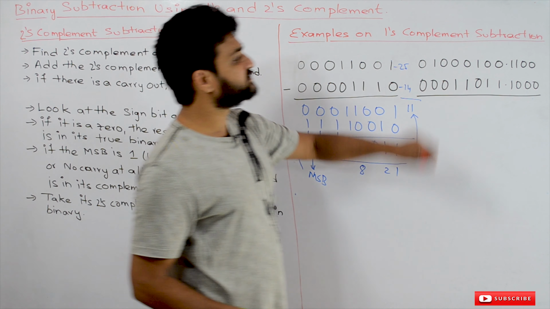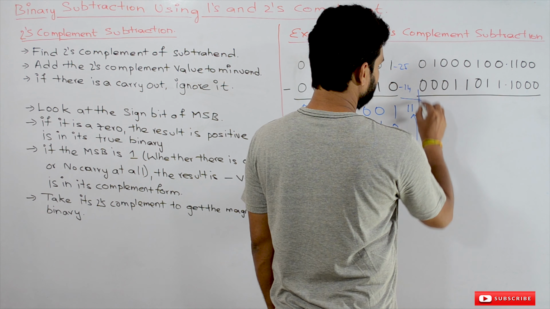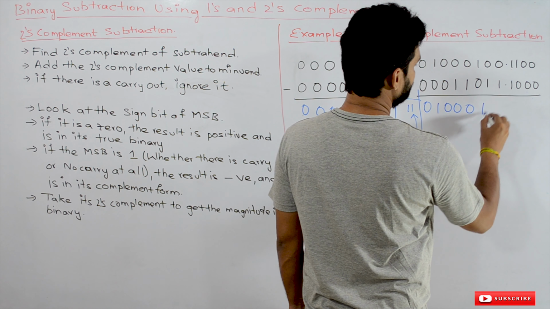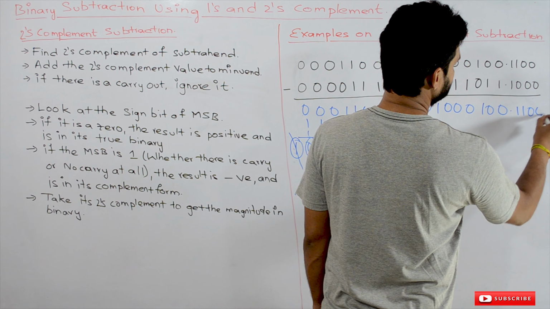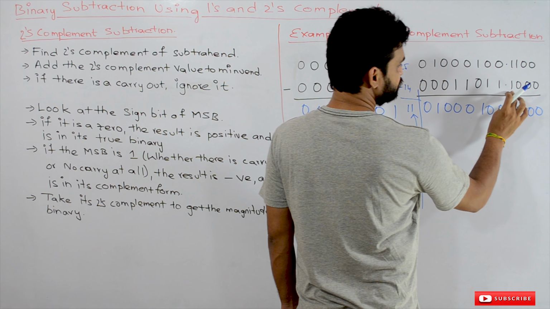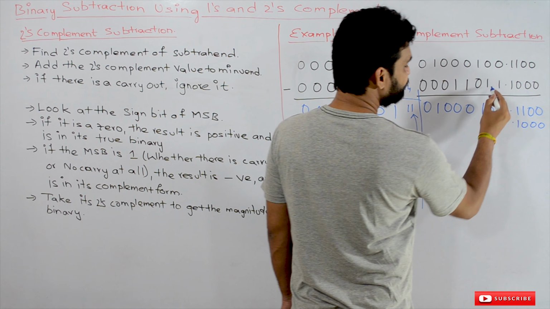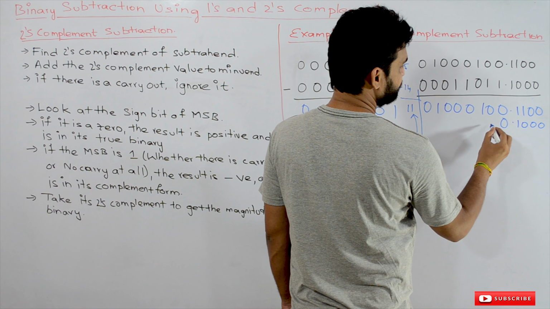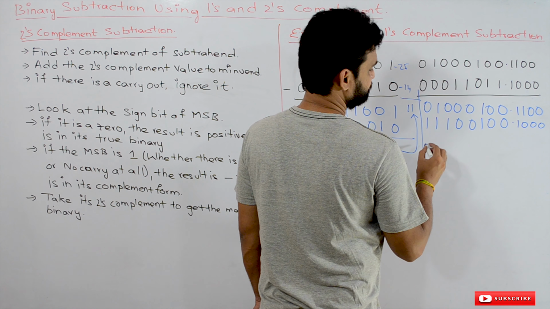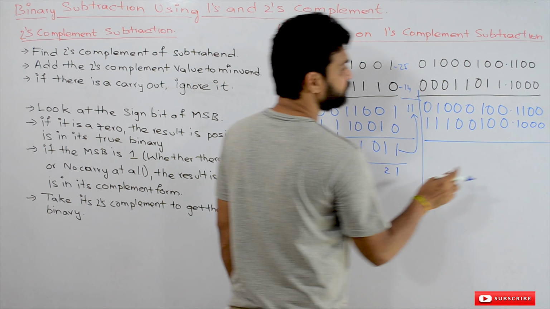Now coming to this example, we will try to solve it using the 2's complement method. Let's take the minuend. The minuend is 0 1 0 0 0 1 0 0 0.1100, and we have to take the 2's complement of the other number. How to take the 2's complement? Up to the first one, take the values as they are, and after that complement everything: 0 0 1 0 0 1 1 1. This 2's complement has to be added to the minuend.